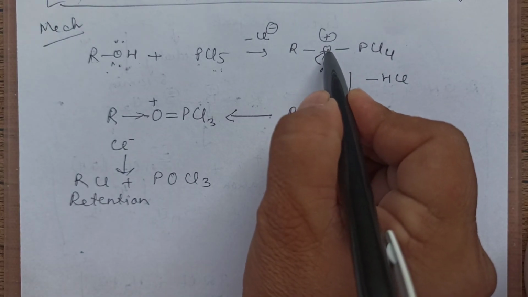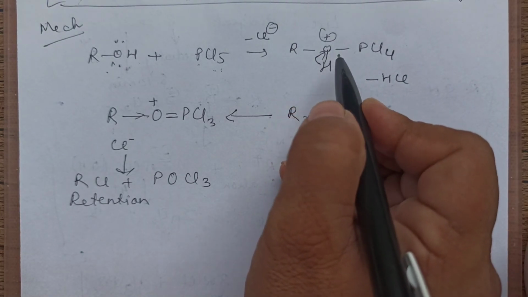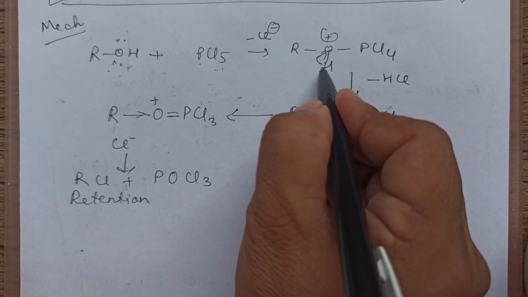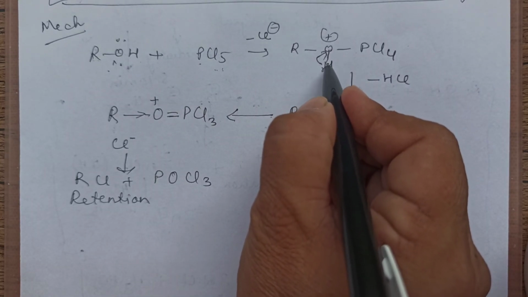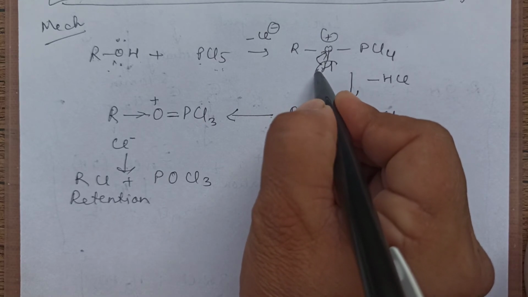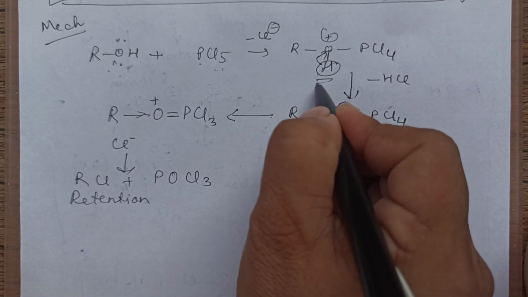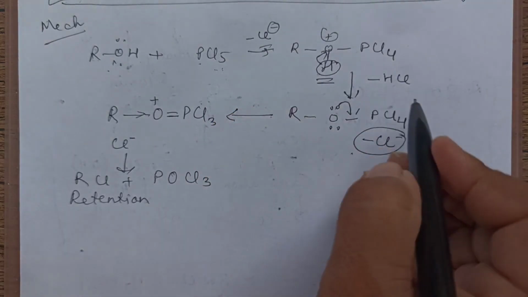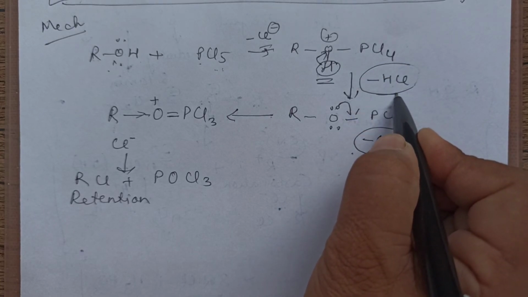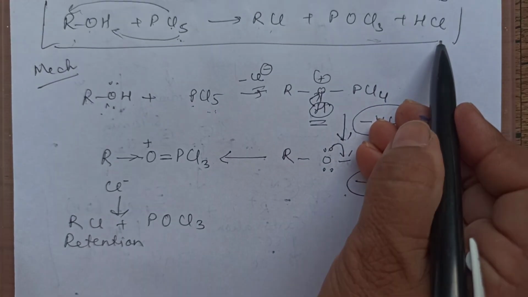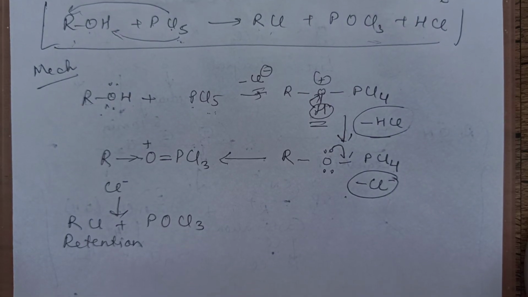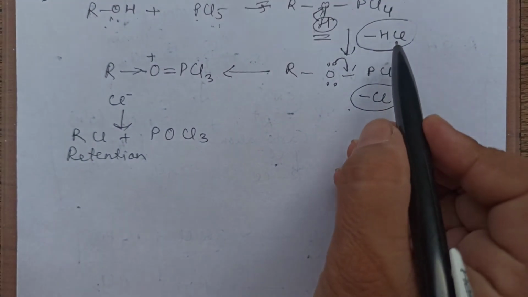Now this oxygen is having a double bond. It wants to take electrons somehow. So this bond electron pair is taken by O, and this comes out as H plus. This H plus and this Cl minus will now form HCl. Because HCl was one of the products, this is how the mechanism was proposed for it. So this comes out as HCl.